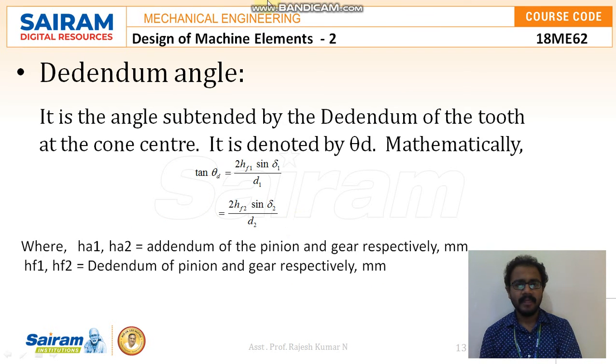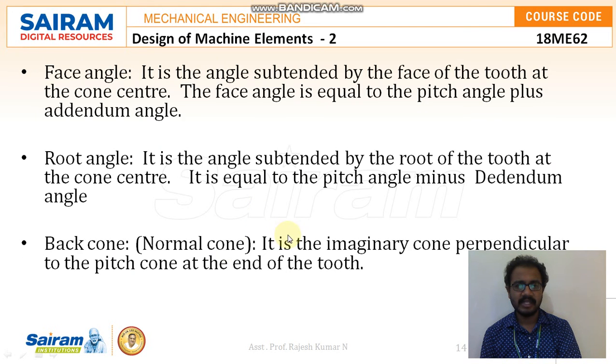Then the next one is the dedendum angle. It is the angle subtended by the dedendum of the tooth at the cone center, and it is denoted by theta d. Mathematically, tan theta d equal to 2hf1 sine delta 1 by d1, and for the second gear it is 2hf2 sine delta 2 by d2, where ha1 and ha2 and hf1 and hf2 are the addendum and dedendum of the pinion and gear respectively.